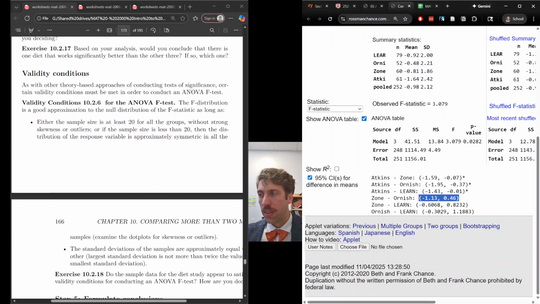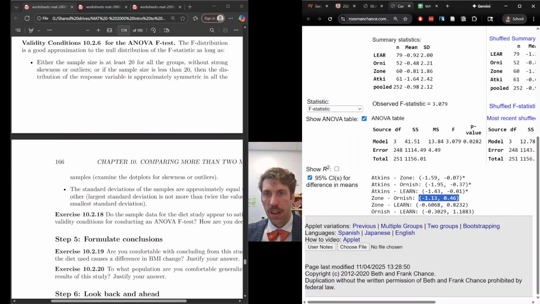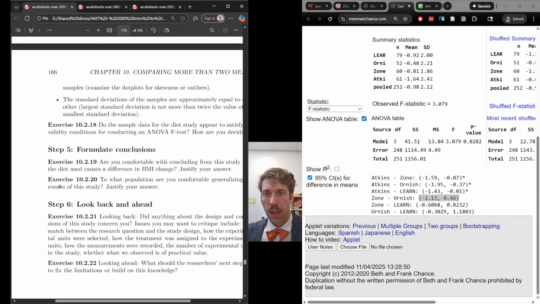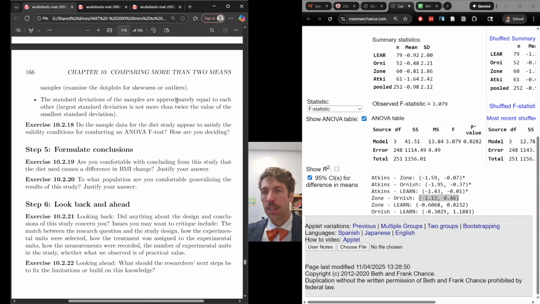Okay, now let's talk about validity conditions. So whenever we're doing a theory-based approach, we always have to be aware of our validity conditions. So for the F distribution, it's a good approximation to the null distribution as long as either the sample size is at least 20 for all the groups without strong skewness or outliers, or, if the sample size is less than 20, then the distribution of the response variables is approximately symmetric, kind of like a bell-shaped curve, okay? And then the standard deviations of the samples are approximately equal to each other. The largest standard deviation is not more than twice the value of the smallest standard deviation, okay?